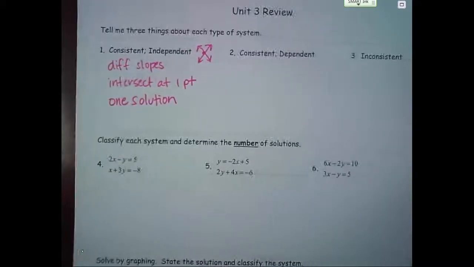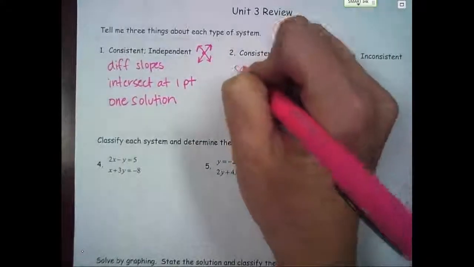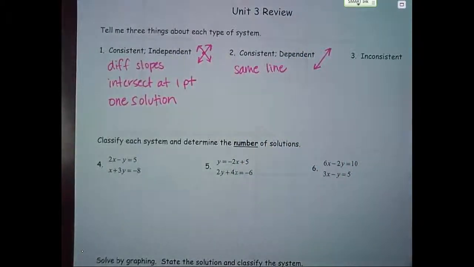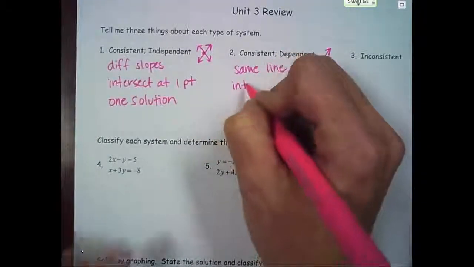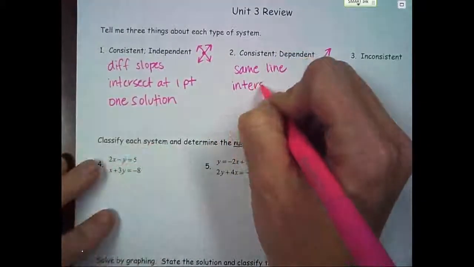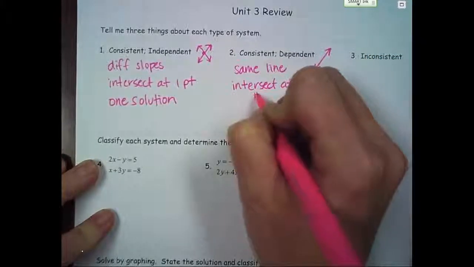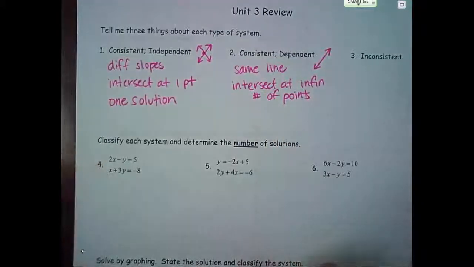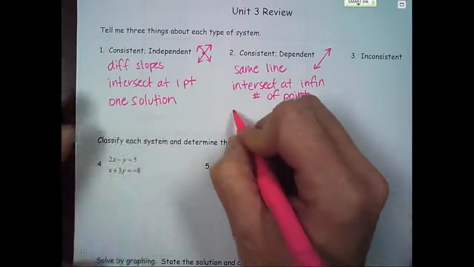A consistent dependent would look like this, because remember, it's the same line. And they intersect at an infinite number of points, right? Not just one point, like this one. And when it asks for how many solutions, these have 1 solution, and this one has an infinite number of solutions.